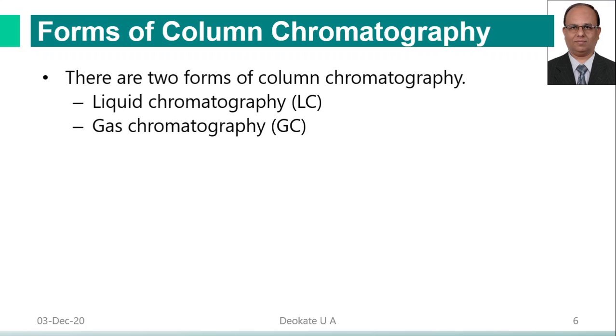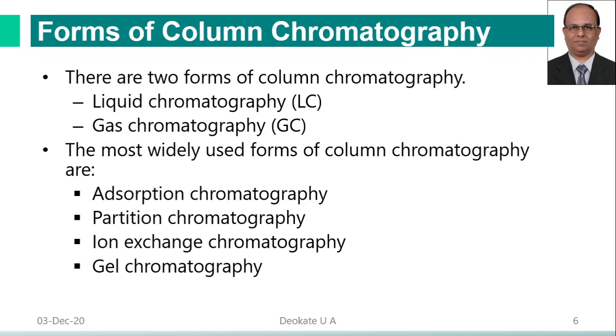Forms of column chromatography. There are two forms of column chromatography, liquid chromatography and gas chromatography, depending upon the mobile phase used. If you are using liquid as a mobile phase, it is called liquid chromatography. If you are using gas as a mobile phase, it is called gas chromatography. The most widely used forms of column chromatography are adsorption chromatography, partition chromatography, ion exchange chromatography, and gel chromatography.